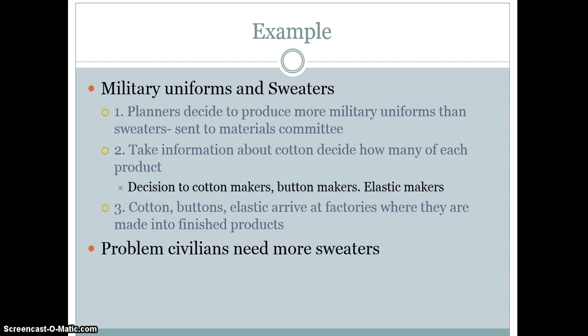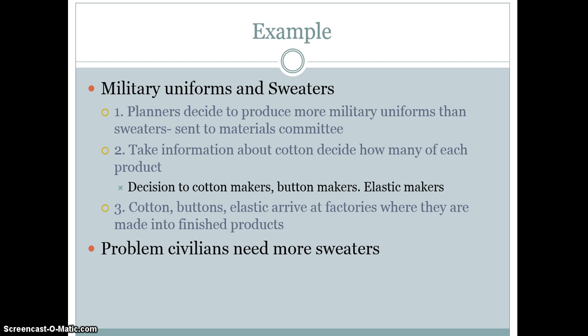These planners take the information about how much cotton their country produces and decide how many uniforms and how many sweaters will be produced. Then they give their decision to cotton makers and say, you need to make this much cotton for sweaters, this much cotton for uniforms. Same thing with button makers. We need this many buttons for uniforms, we need this many buttons for sweaters, and elastic, and everything else that goes into making a military uniform or a sweater. Then, all of the inputs, cotton, buttons, elastic, everything arrives at the factories where they're made into the finished products.